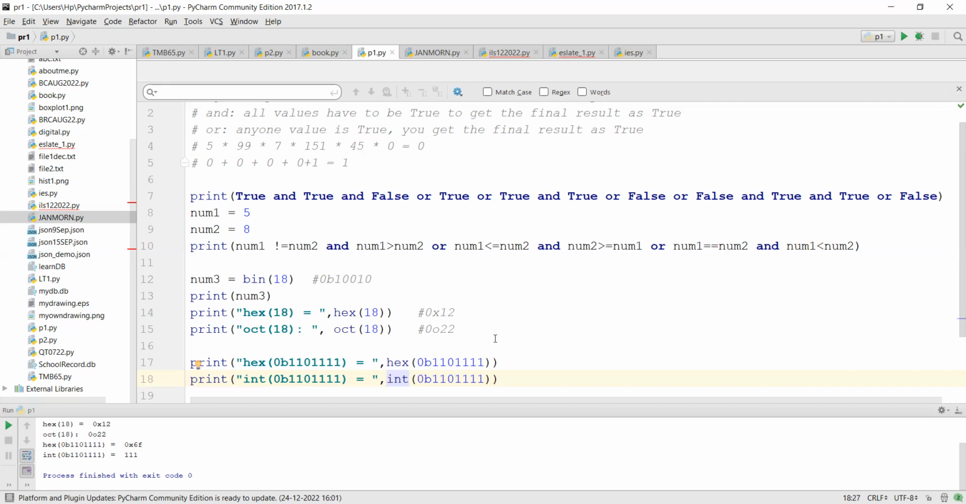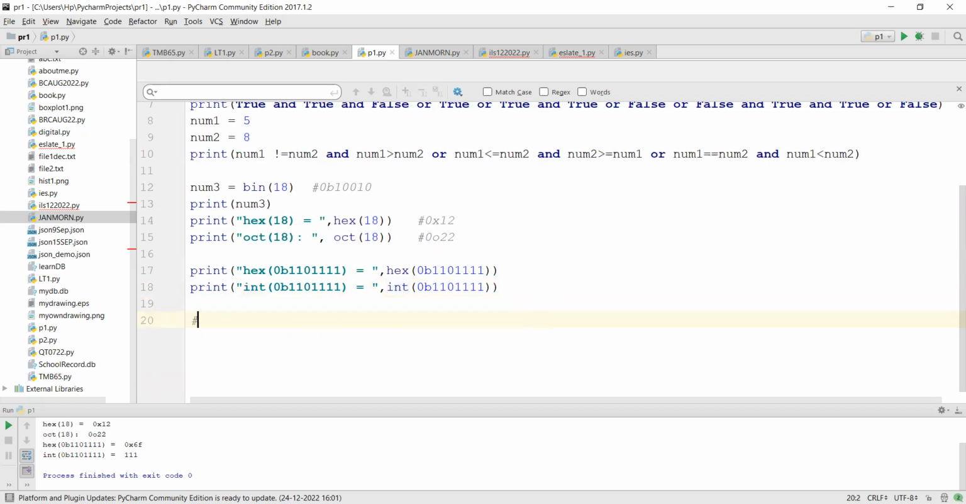Okay. Now let's talk about the next operators, which are called shift operators. Left shift and right shift. What is left shift or right shift? We'll see that. When you say left shift, what does it mean? Move towards left, correct?